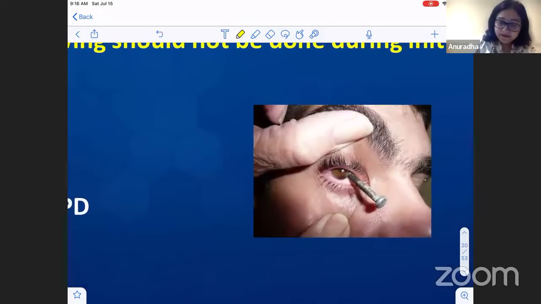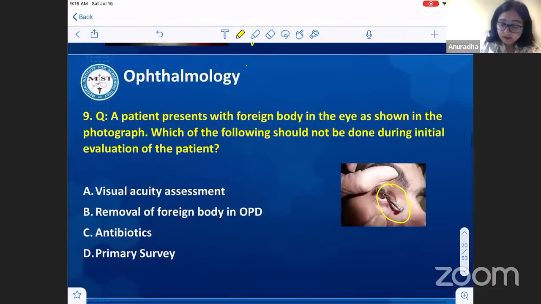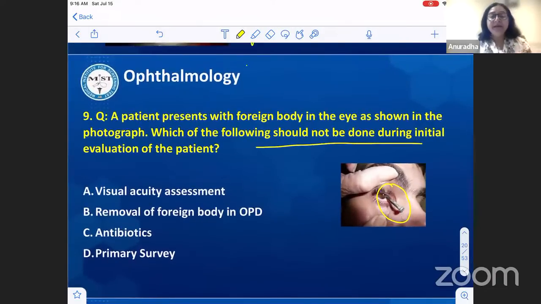Look at the image. There is a big foreign body, a big iron nail stuck in the eye. If such a patient comes to you, again, in the question statement, do not miss the word "should not be done." Coming to the choices, visual acuity assessment: yes, you will do it for the basic baseline vision. You will check.